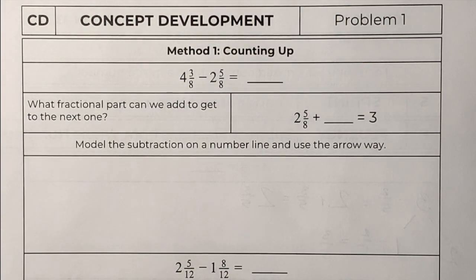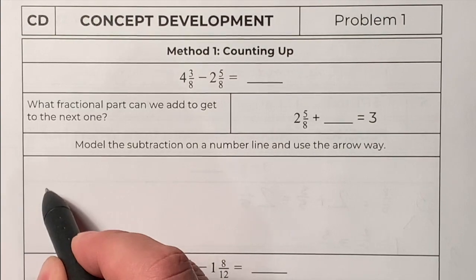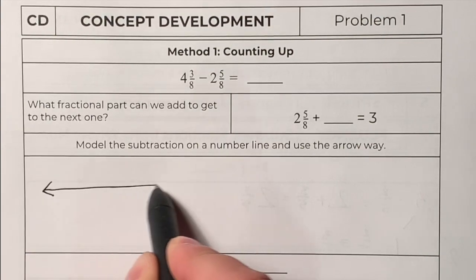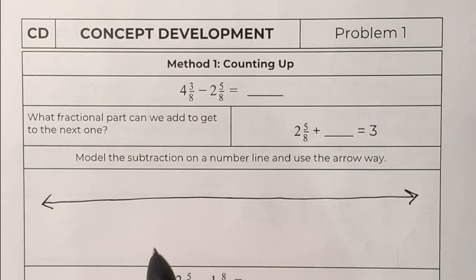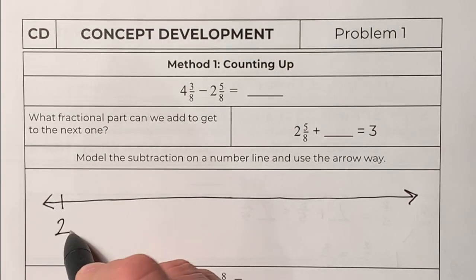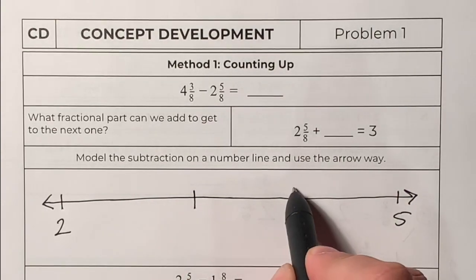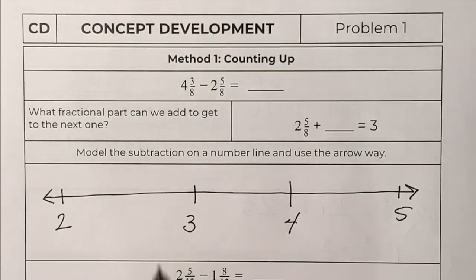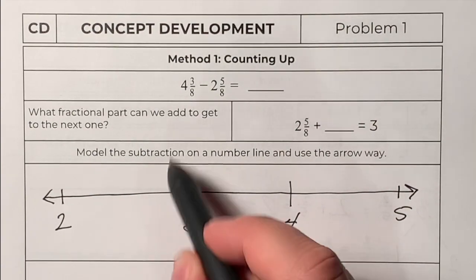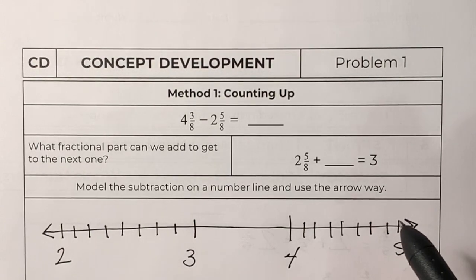To start off, I'm going to draw a number line with the endpoints 2 and 5. Which means in this number line, I'm also going to have 3 and 4. And I'm going to have eighths as the number that I'm working with. I'm skipping here. That's for a very important reason that I'll show you in a second.